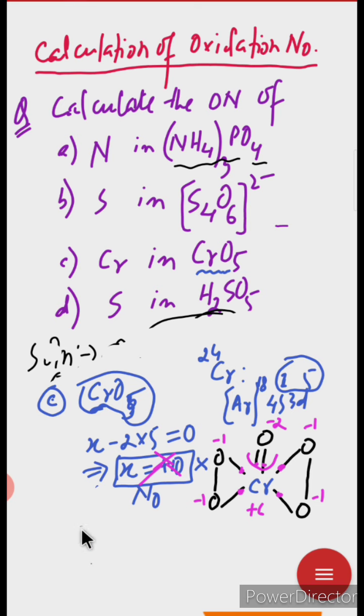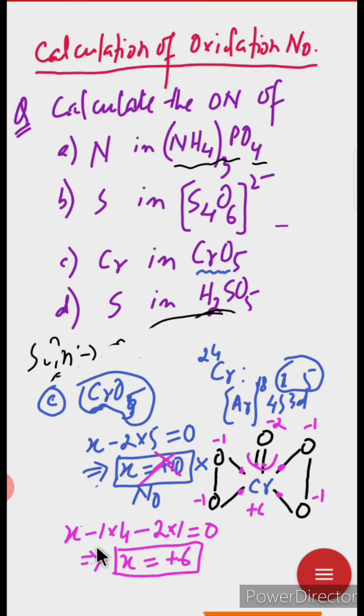Now in this case, the correction that can be done is: chromium X, and out of the 5 oxygen atoms, 4 oxygen carry a -1 oxidation state, so -1 into 4, and only 1 oxygen atom carries a -2 oxidation state, that is -2 into 1, and this will be equated to 0. So this gives an oxidation number of chromium as +6. This is the correct way to calculate the oxidation number of chromium, not this one. This is wrong.